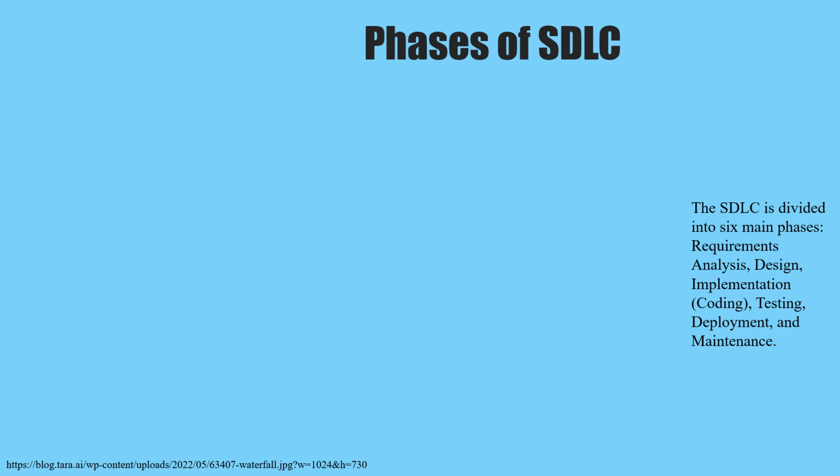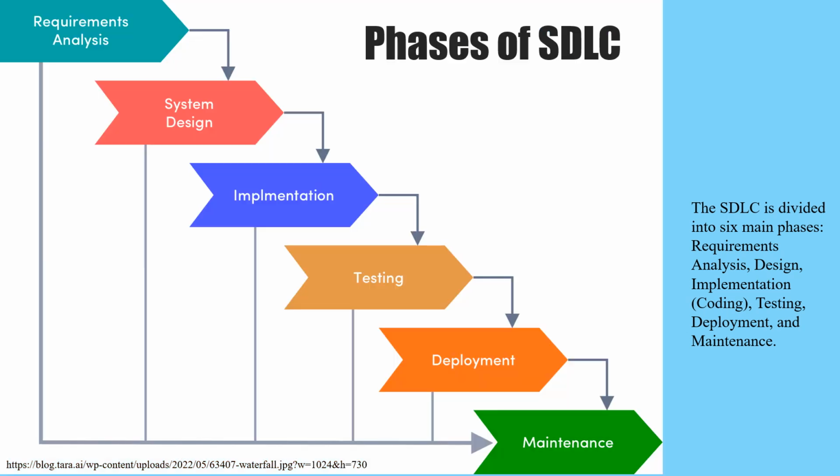Phases of SDLC. The SDLC is divided into six main phases: requirement analysis, design, implementation, testing, deployment, and maintenance.